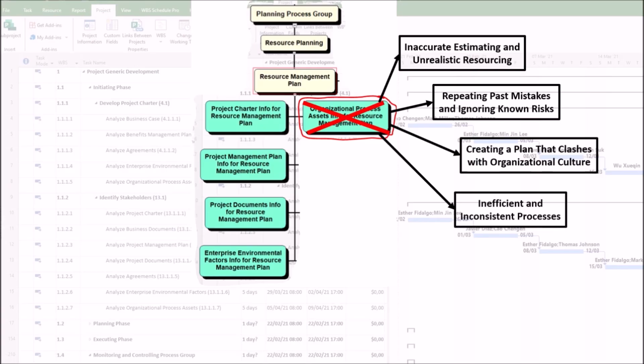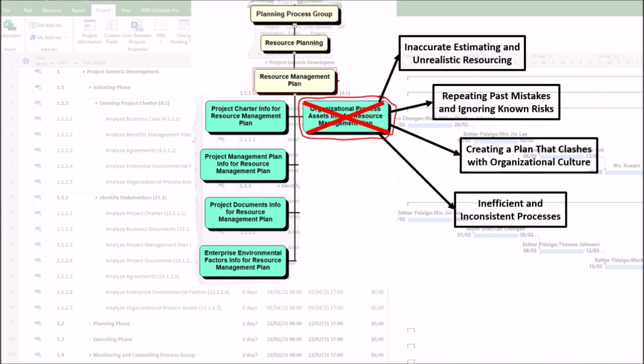4. Inefficient and inconsistent processes. Standardized templates and procedures ensure efficiency and quality across projects. A poor analysis forces the project manager to start from scratch. The harm caused can be wasted time and inconsistent outcomes, as follows. First, reinventing the wheel. The project manager spends days creating a RACI chart, training plan, or team charter from scratch instead of adapting an existing, proven template.